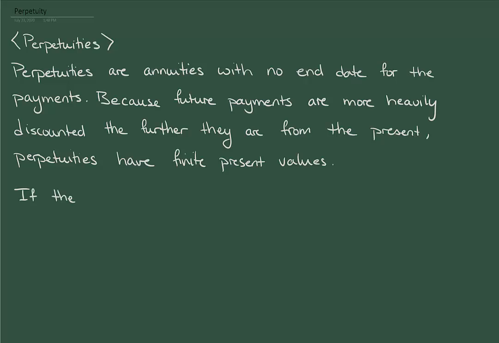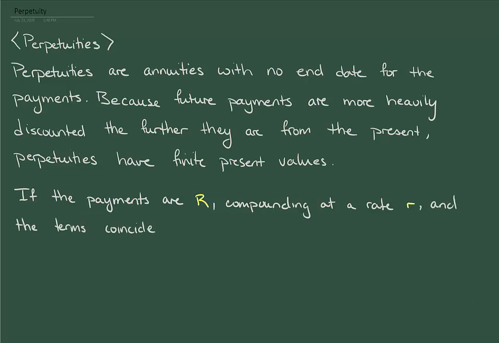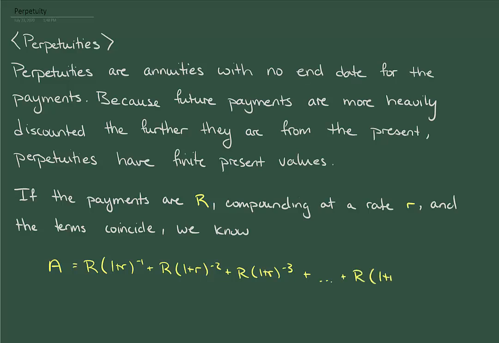We already know that if our payments are big R and these compound with an interest rate little r, and that the terms coincide, then the present value formula is given as a large summation, as follows. Now, because this is a perpetuity, instead of stopping here, we're actually going to go on forever. And in sigma notation, this becomes an infinite sum.